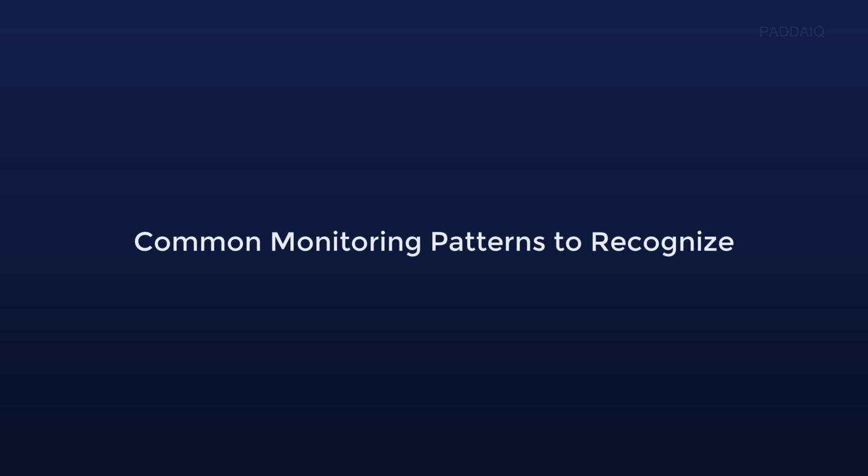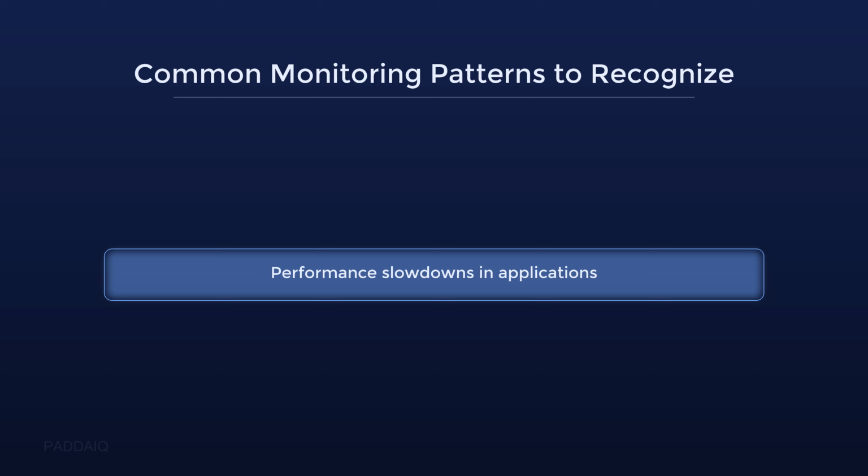Common monitoring patterns to recognize. Performance slowdowns in applications. This means your app is responding much slower than usual, taking longer to load or process user requests. For example, a sales report that usually generates in seconds now takes several minutes. Recognizing this pattern early is crucial for maintaining a positive user experience and application reliability.